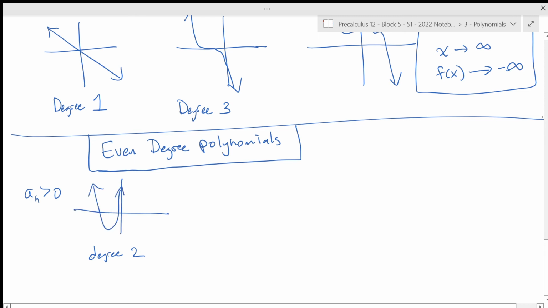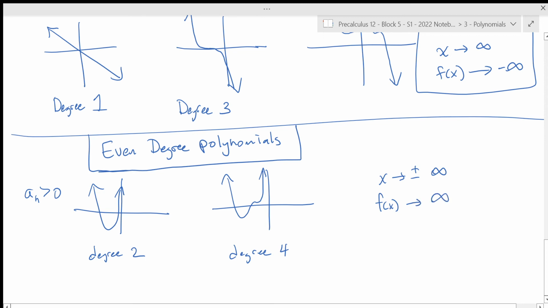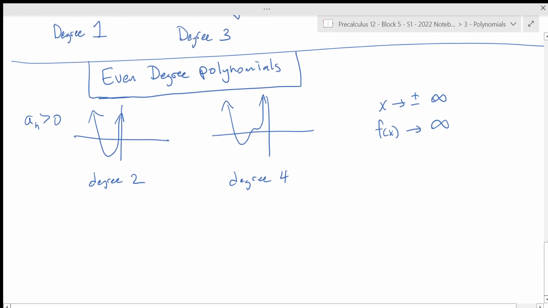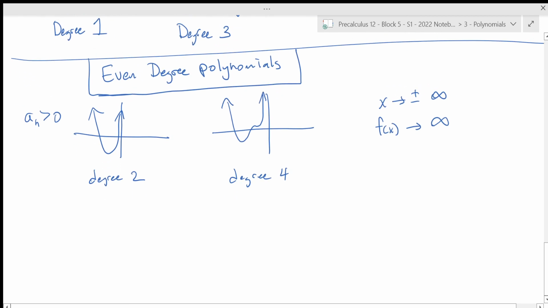If I had a degree 4 function, it would have possibly a couple more bumps, but it would also have the same thing. So what happens here, in both directions, positive and negative infinity, for even degree polynomials, the y is going to go up. We're going to get bigger. So even degrees are a little easier because really as you get smaller and you get bigger, the same thing is happening on both sides.